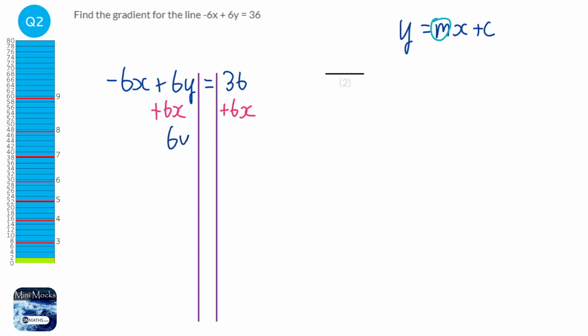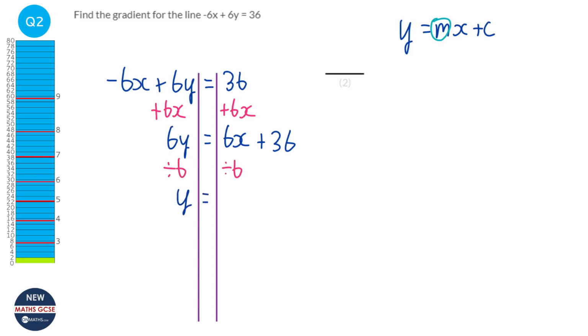So we've got 6y equals, and I'm going to put the 6x first just to match the y equals mx plus c. Right, the next thing I'm going to do is get rid of this 6 because we just want a y there. So we're going to divide by 6 on both sides. So we've got y equals 1x plus 36. Now we shouldn't really write 1, but because we're looking for m, the number before x, I've left it in there to show that the gradient will be 1.